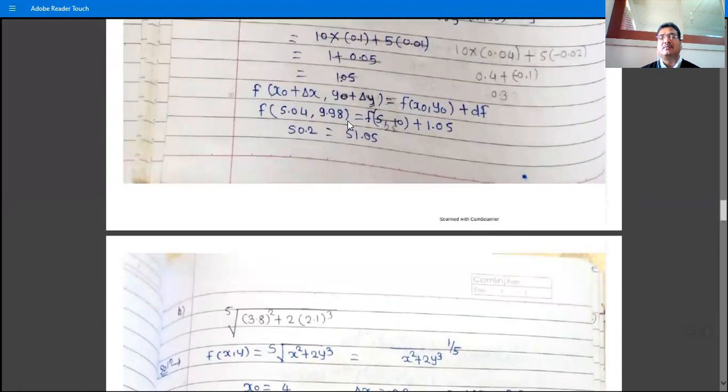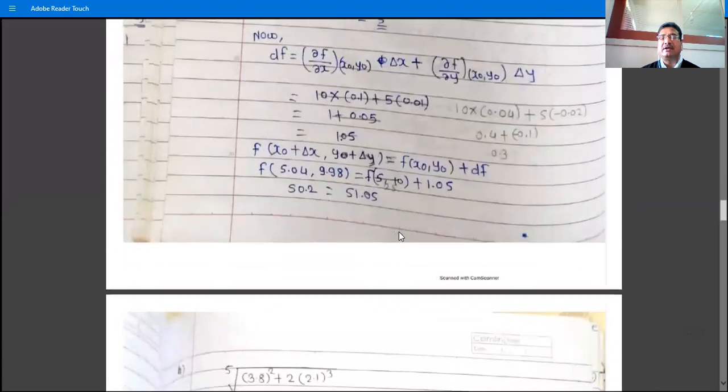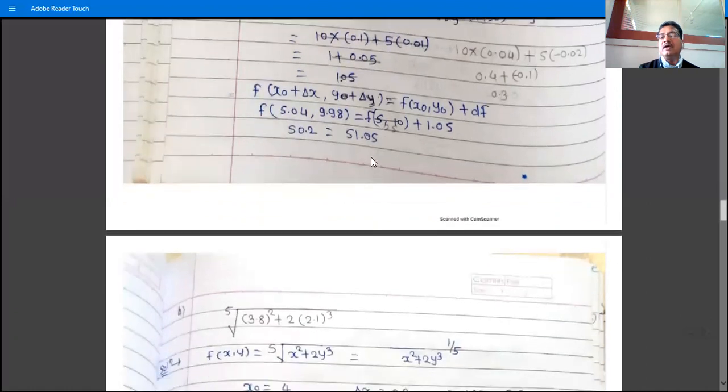This is the formula. Then x naught plus delta x is 5.04. y naught plus delta y is 9.98. Then the value of f of x naught, y naught, what is it? f of x naught, y naught is 25, right? 25 plus df. Correct the value of df, the calculation of this, either 0.3 or 1.05, correct it. And then we have the answer here.